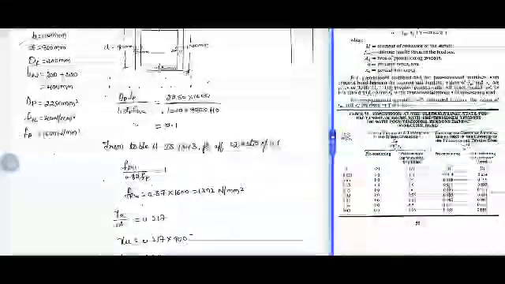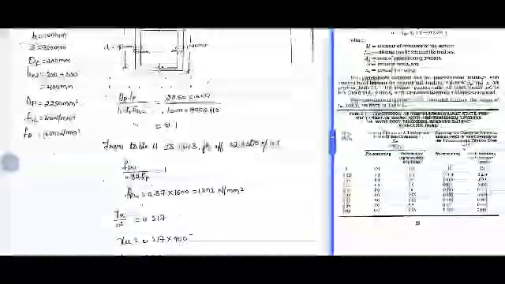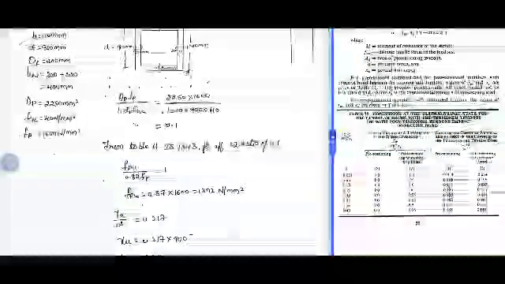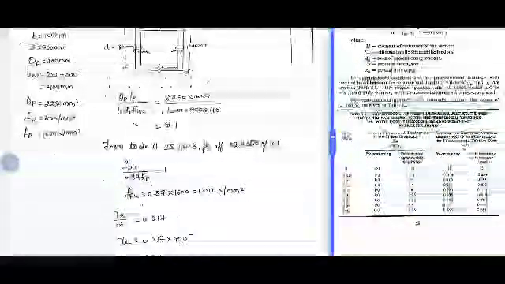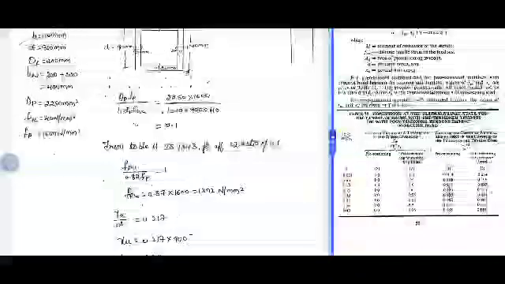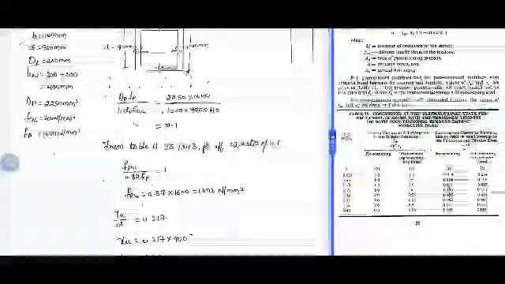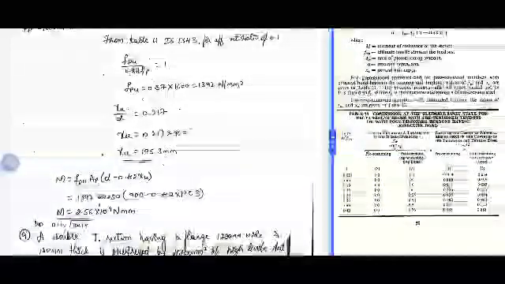For 0.1 again it is 1 only from table number 11. So FPU by 0.87 FP is equal to 1 ratio. By simplifying we will get 1392 Newton per mm square. Then for the XU by D ratio, for 0.1, it is pre-tensioning, remember that. For 0.1 we have 0.217. So on simplifying, the XU value is 195.3 mm.